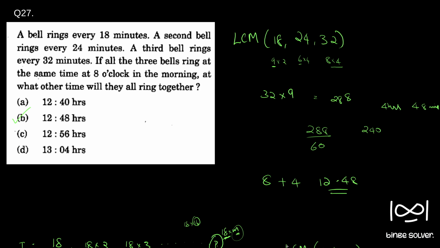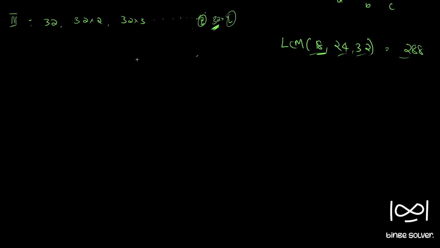Also, if you are not familiar with finding the LCM, say here it is 18, 24, and 32, we can just factorize it. So 18 is 3 into 2 into 3, and 24 is 6 into 4, which becomes 3 into 2 into 2 into 2. Similarly, 32 is 2 into 2 into 2 into 2 into 2.